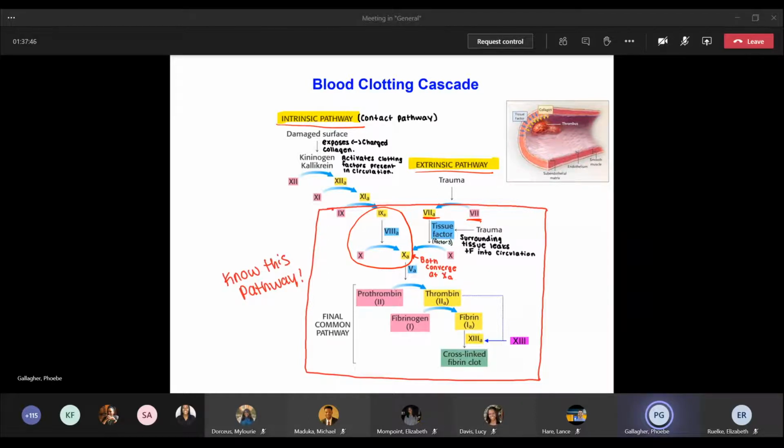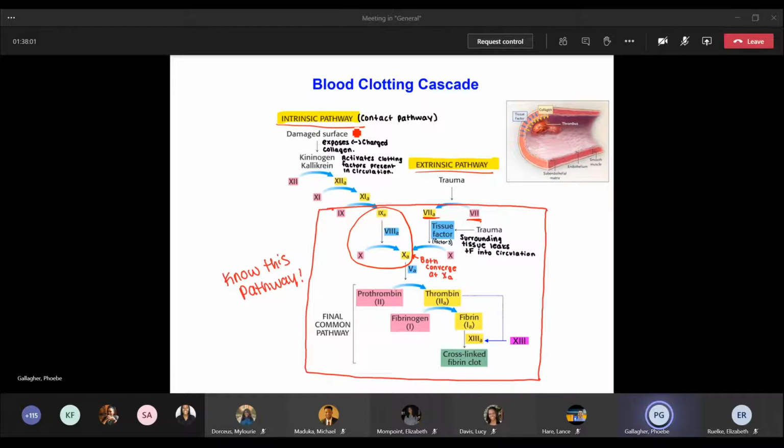Oh, Lexia has a question. Do we need to know any of the structures? No, don't worry about any of the structures for any of these, except for your amino acids. You have to know your amino acids, but for every other type of pathway, don't worry about structures.